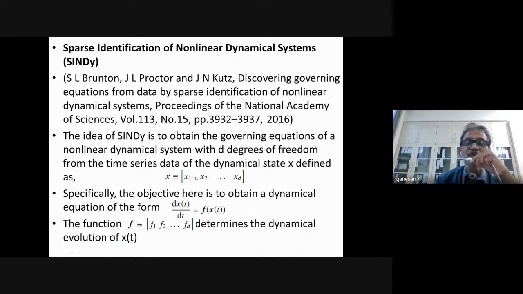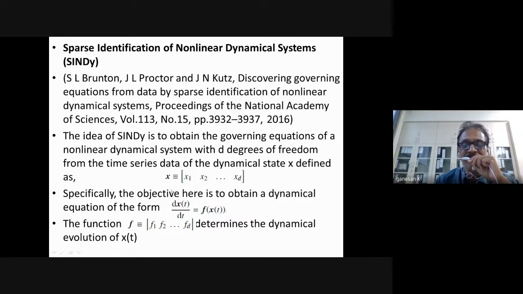Next, let me pass on to another interesting paper we have seen, called sparse identification of nonlinear dynamical systems. Somebody was asking, I have a complex system and I want to find the underlying equation of motion from the data. That can be shown here. I have given the reference here. The idea of this so-called SINDy is to obtain the governing equations of a nonlinear dynamical system, which has D degrees of freedom, from the entire time series of the data of the dynamical system.